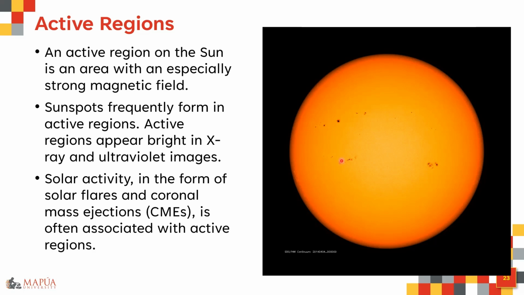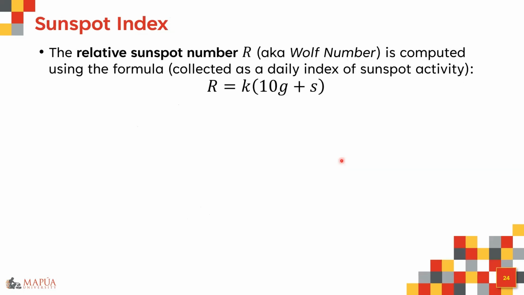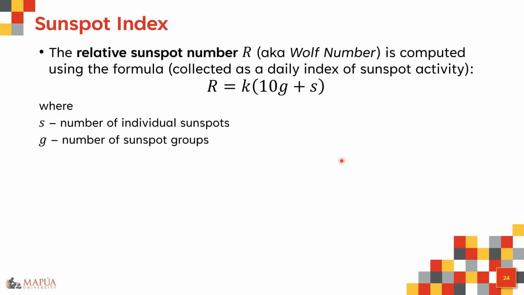These sunspots are parameterized in terms of the relative sunspot number. This is the sunspot index R. Sometimes we call this the Wolf number. Scientists have developed this formula, R equals K times (10G plus S), to quantify the relative number of sunspots that can be seen in the solar disk. Here, S is the number of individual sunspots, G is the number of sunspot groups, and K is a factor that varies with location and instrumentation.